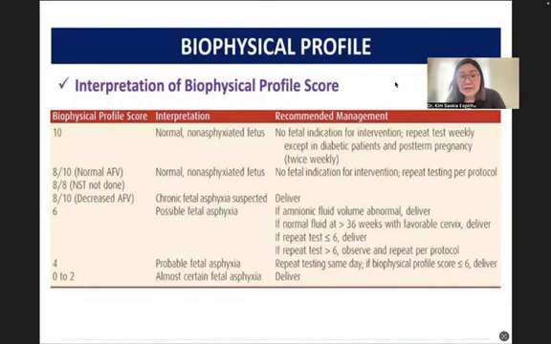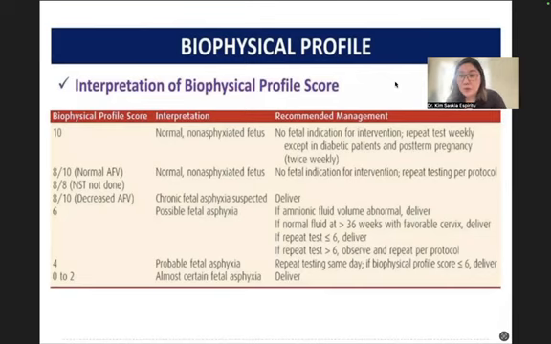If you have a score of 8 over 10, and the one that's 0 is your amniotic fluid index, you have chronic fetal asphyxia, so you have to deliver the baby. If your score is 6, it's possible fetal asphyxia. So if the amniotic fluid volume is abnormal, you have to deliver. If normal fluid at more than or equal to 36 weeks with a favorable cervix, you're going to deliver. If less than 6 on repeat test, you have to deliver. If the repeat test is more than 6, you have to observe and repeat per protocol.